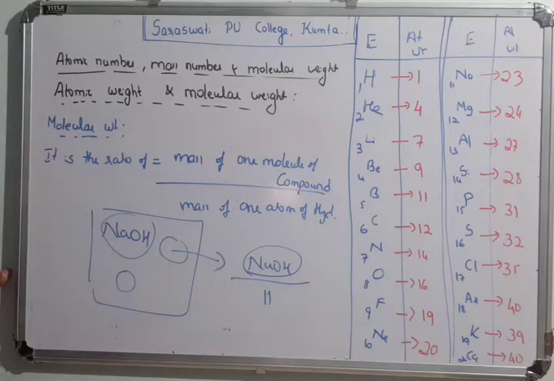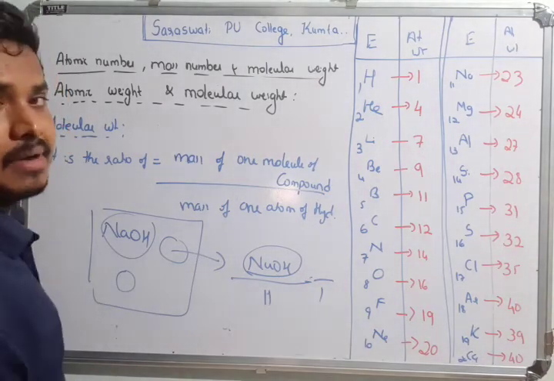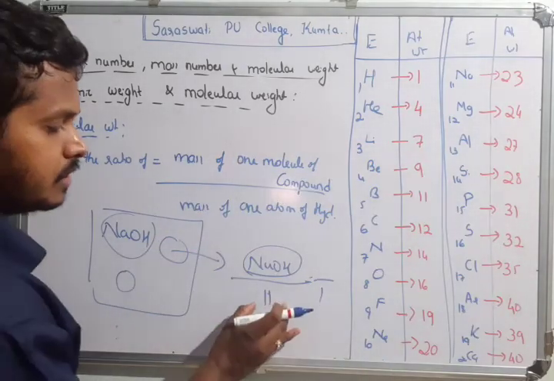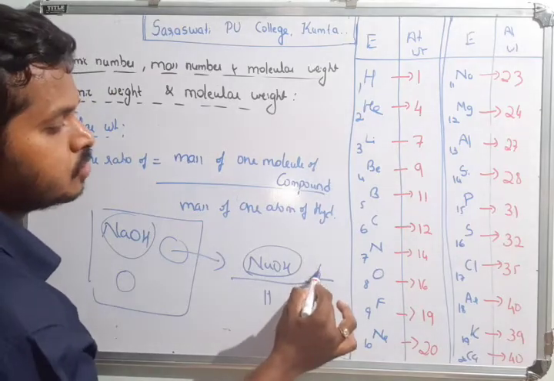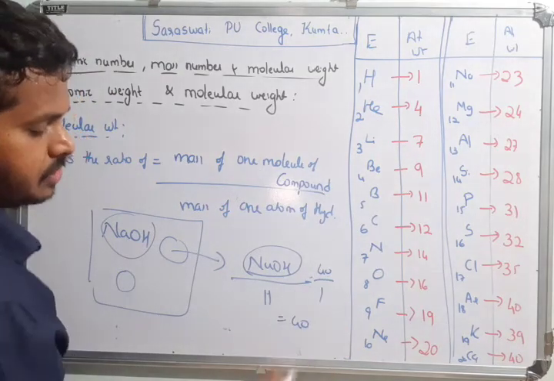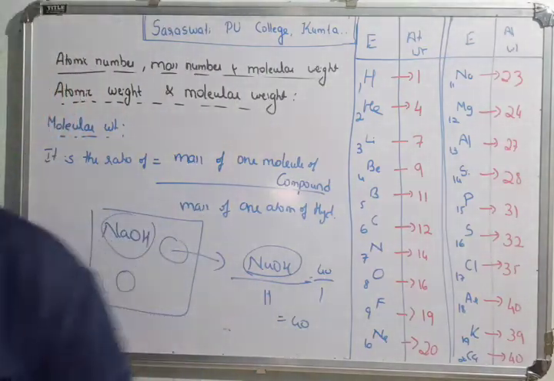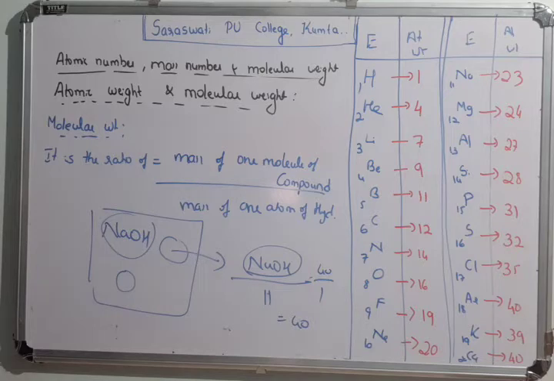For example, to simplify, hydrogen mass is 1, usually, and generally in rounded form we take 1. And the mass of NaOH, if you count using this, you will get 40. So what do you mean by 40 now? NaOH mass will be 40 times heavier compared to the mass of hydrogen. Got it? So that is the molecular weight.